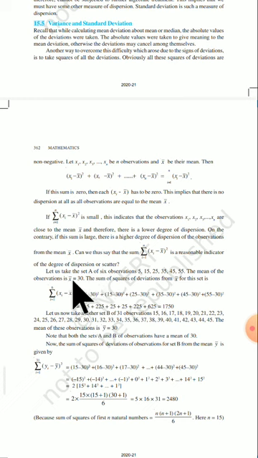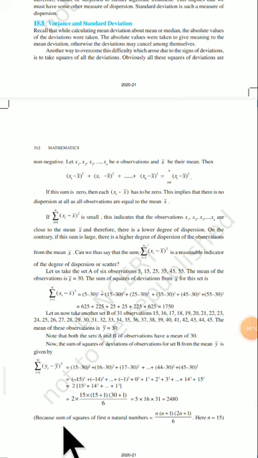So let us take one example here: given 6 observations 5, 15, 25, 35, 45, 55. The mean of the observations is x bar equal to 30. The sum of squares of deviations from x bar for this set is 5 minus 30 square, 15 minus 30 square, 25 minus 30 square, 35 minus 30 square, 45 minus 30 square, 55 minus 30 square. So we will get the sum equal to 1750.